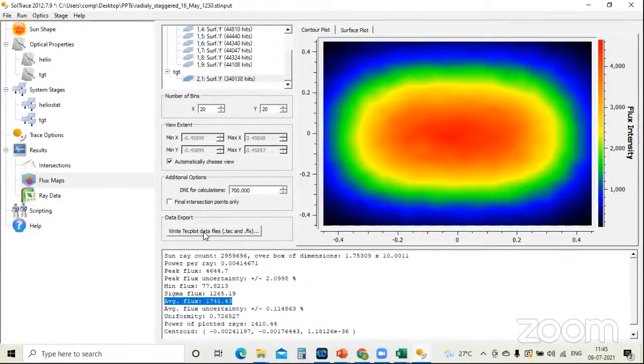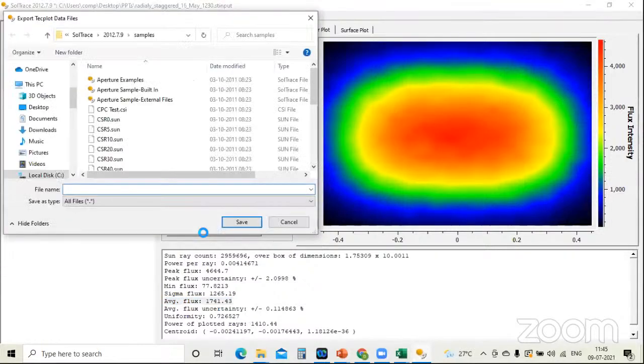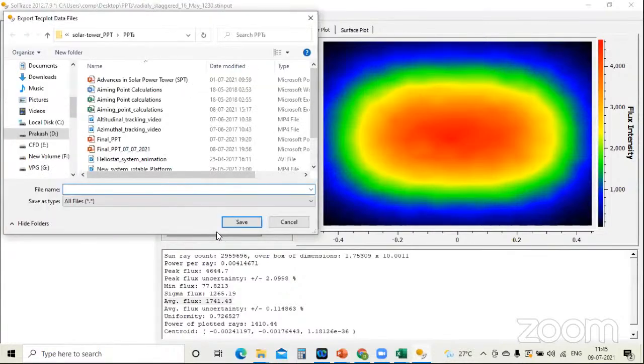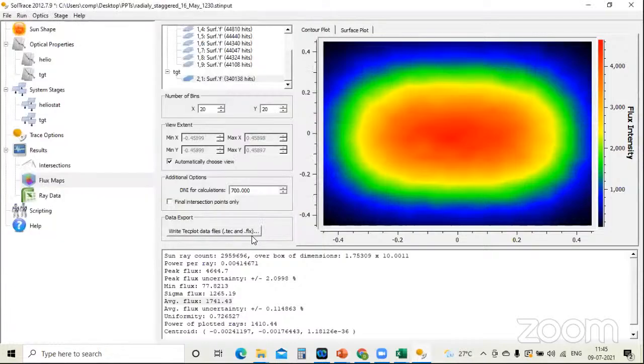And if you take the block data, this will give you the actual values with their location. That is, it will give you the XY coordinate, and on that XY coordinate, what is the intensity of the solar radiation at that location. You can export these values outside and transfer them to an Excel sheet, and do the calculation based on that. You will get all the values at all the points. In this way, we can find out the flux map by using the SolTrace software.